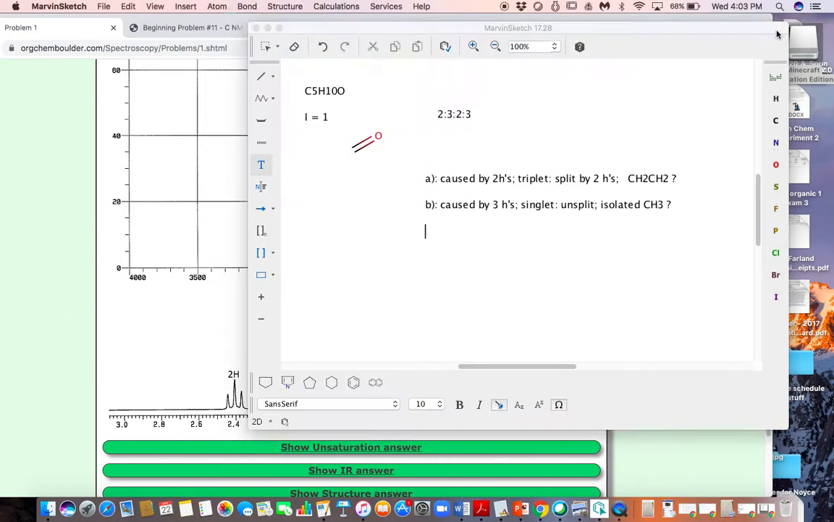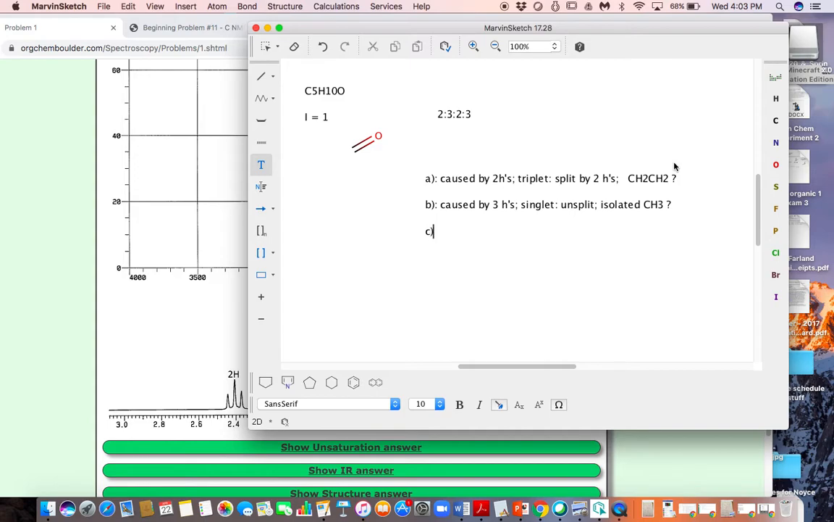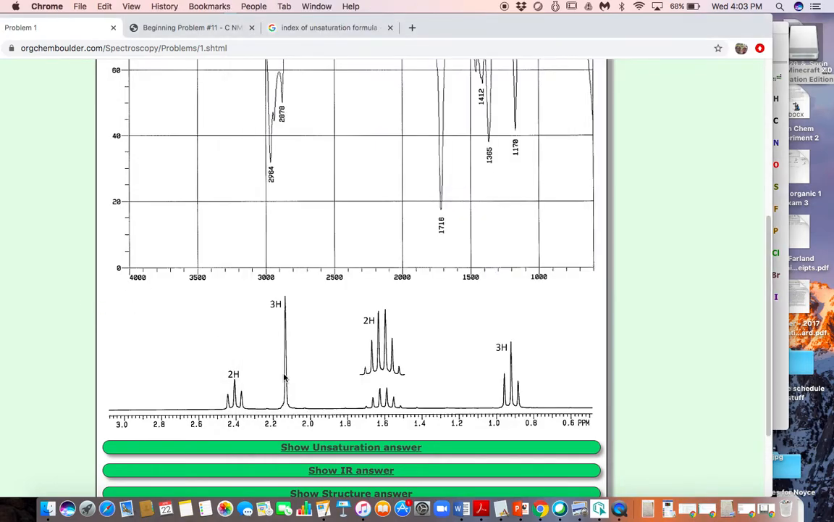All right, then if I look at signal C, it's caused by two H's. And if we look at this, it looks to be a sextet.